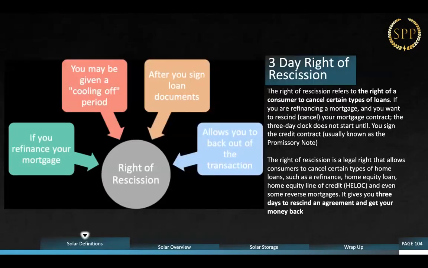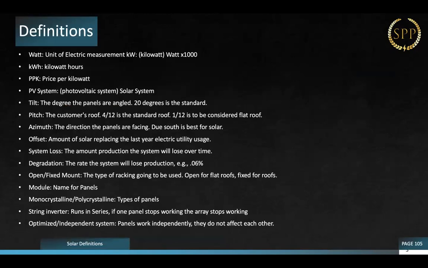Now, we'll go over the 3-day right of rescission decision tomorrow. So here's a copy of the definitions. These will be available for you guys to download tomorrow. Okay. I just want to show them to you real quick.